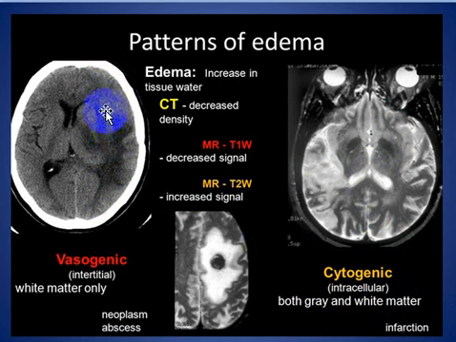Vasogenic edema involves the white matter, and it is due to mass effect or abscess or infection. Interstitial edema also involves, as we said, the white matter. The gray matter is not involved, and the blood-brain barrier is not intact. As we said, on CT it is a hypodense area, on MRI T1 a hypointense area, and on T2, FLAIR and diffusion a hyperintense area.